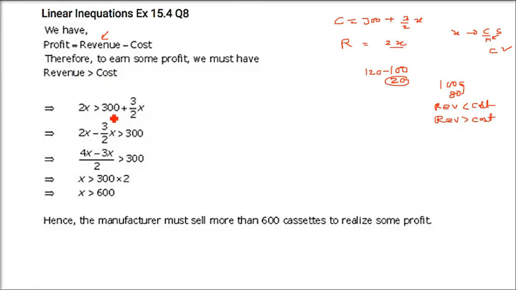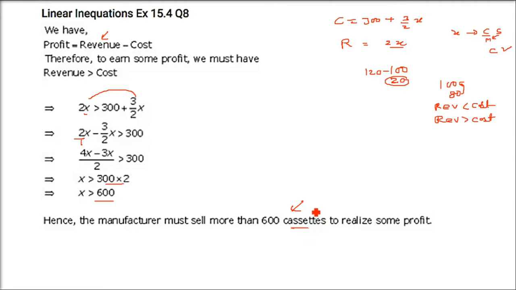So the cost is 300 plus 3 by 2x, and the revenue is 2x. So put 3 by 2x on the left hand side, take the LCM. 4x minus 3x by 2 is greater than 300. You get x by 2 greater than 300, multiply both sides by 2, x is greater than 600. So the manufacturer must sell more than 600 cassettes to have a profit.